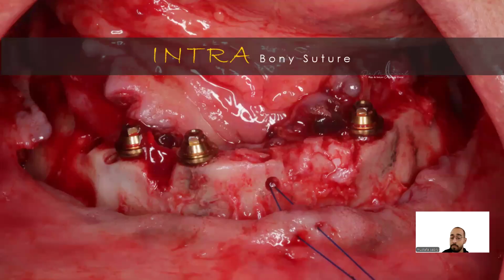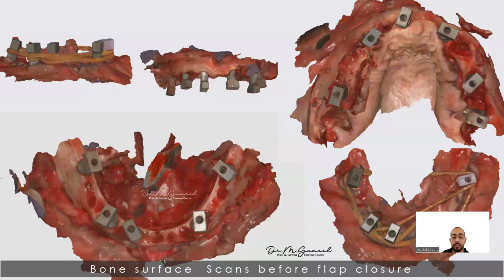And here is an intra-bony suture to stabilize the soft tissue, because guys, when you reflect your soft tissue below the mucogingival junction, of course, you are expecting coronal advancement, which will cover the multi-unit, and there is no value from doing this. So with intra-bony suture, we are securing the few remaining tissue to the bone to have a very good fixation.